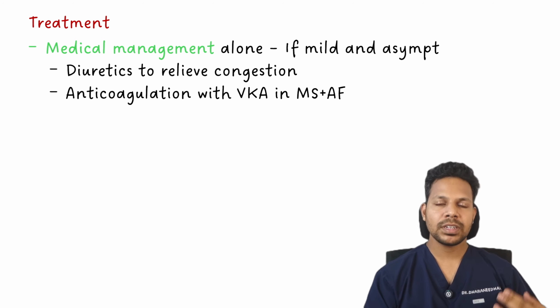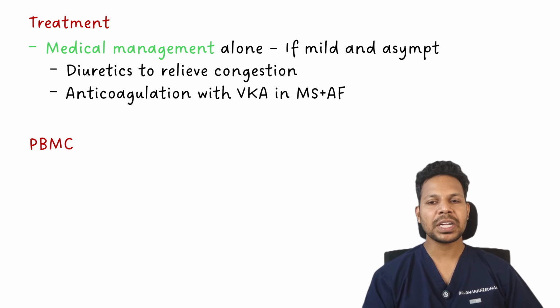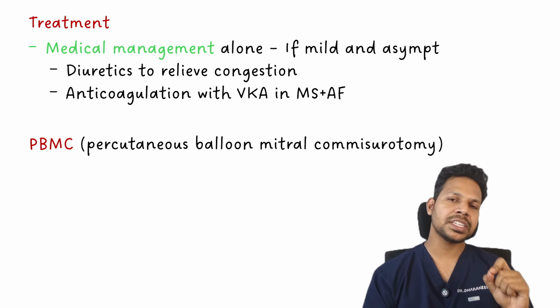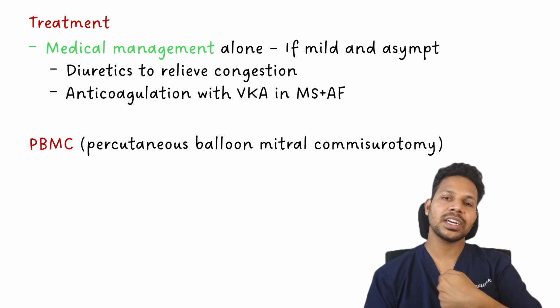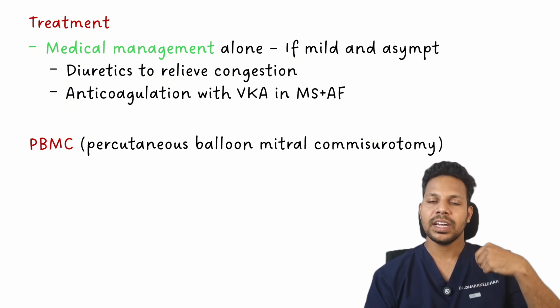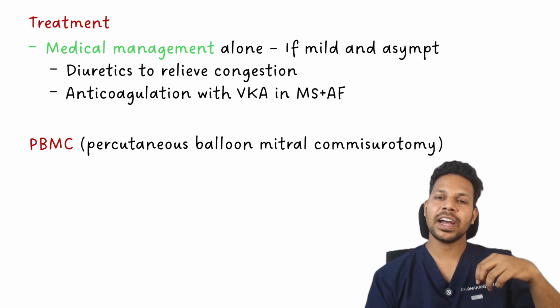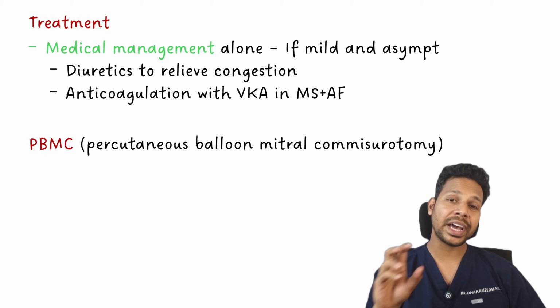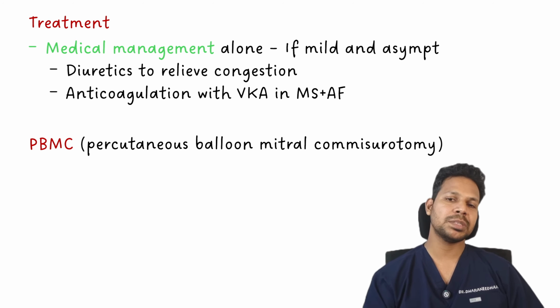Now then come to the interventional part. We have the percutaneous balloon mitral commissurotomy. In this procedure, you introduce a catheter through the femoral vein, go into the heart, go across the interatrial septum and enter into the left atrium, and insert the balloon into the mitral valve and you inflate the balloon. By inflating the balloon, you are dilating the mitral valve. That is nothing but the procedure here.